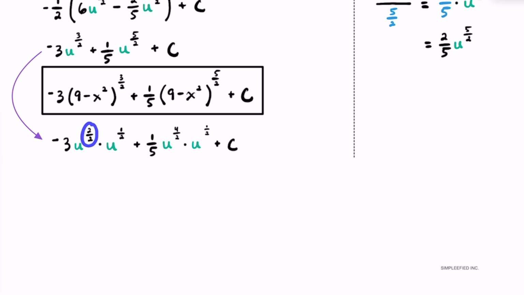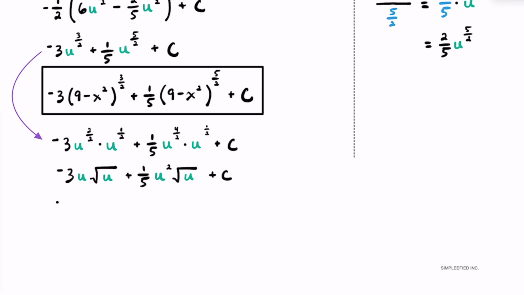Now this 2 over 2 power is really just 1, so you can rewrite this as negative 3u to the first power, or just u. And then we can also rewrite the 1/2 power. Instead of saying u to the 1/2 power, we can say this is going to be multiplied by the square root of whatever u is here, right? So that's one way to write this. And then we can also write plus this 1/5 here. And then what's this 4 over 2 power? That's just going to be 2. So we're going to say that this is going to be multiplied by u to the second power. And then again, we have this u to the 1/2 power as we had earlier. That's the same thing as the square root of u. So I'm going to go ahead and write square root of u. And then we have this plus c.